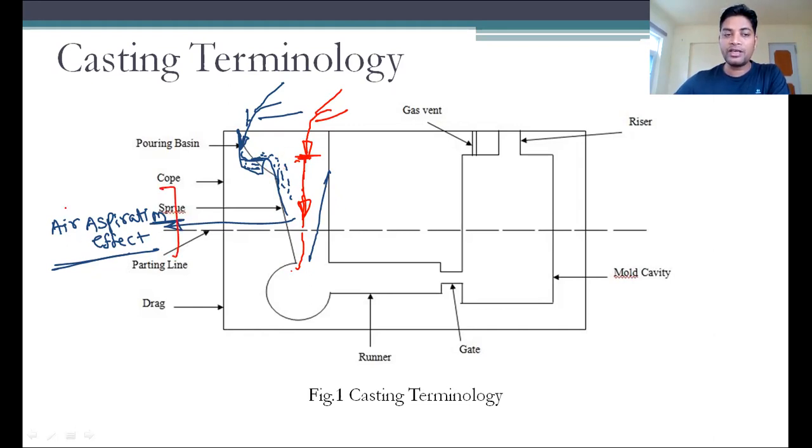And the second reason we keep this tapering section is the air aspiration effect. A tapering section means that at the beginning of the sprue the area is large, and at the end the area is small. If the area becomes small, the velocity increases. So if the velocity increases, then it will start filling this runner. This molten metal which is passing from here has a comparatively very high velocity, because the cross section area has been reduced.